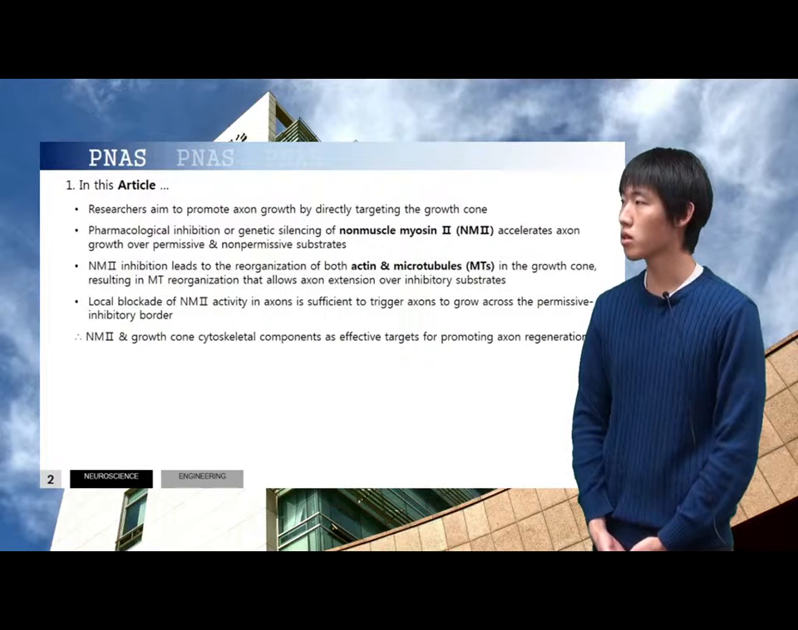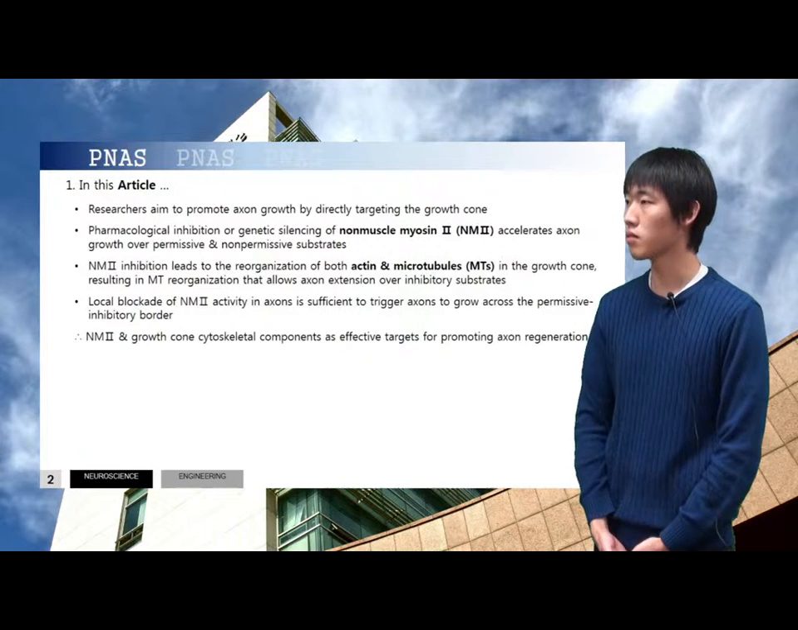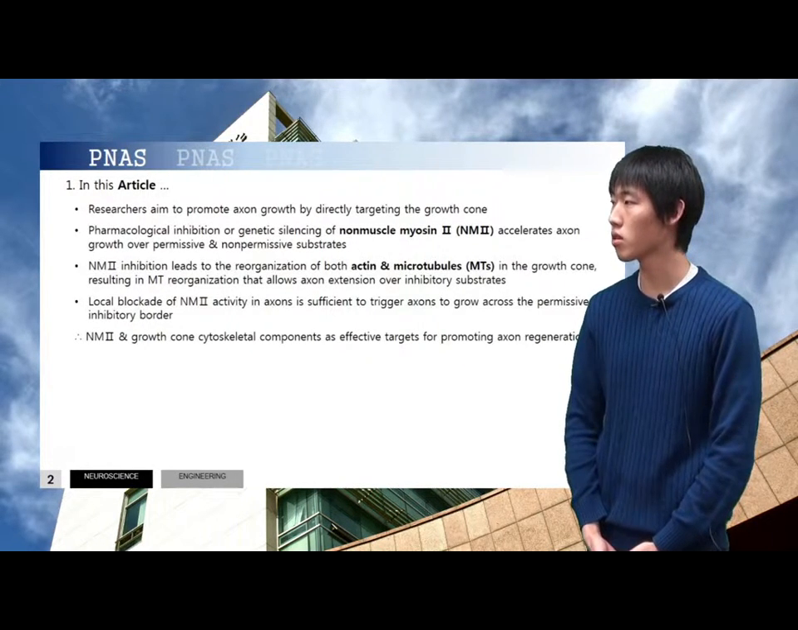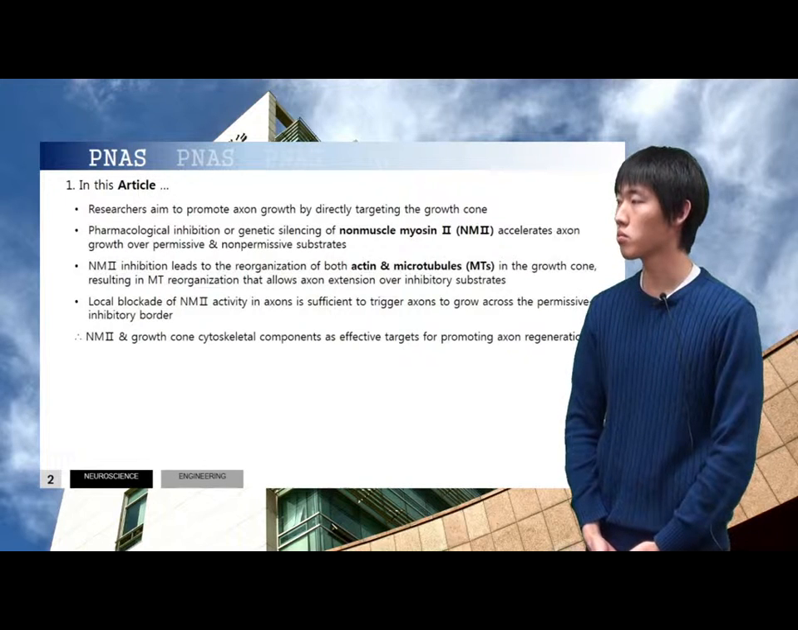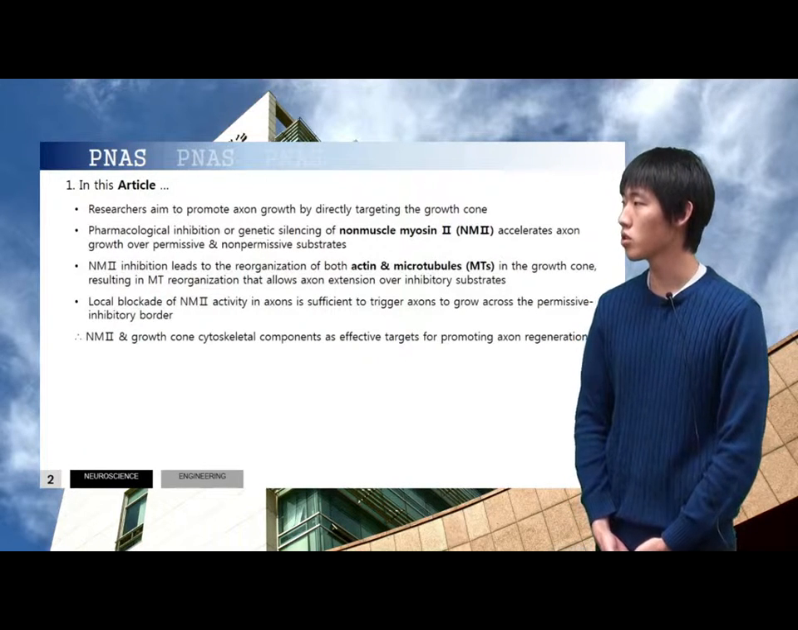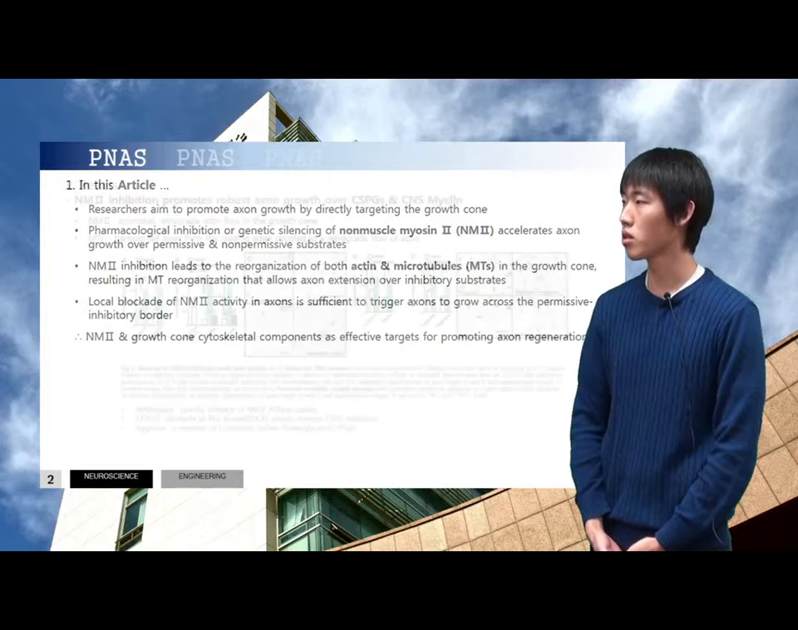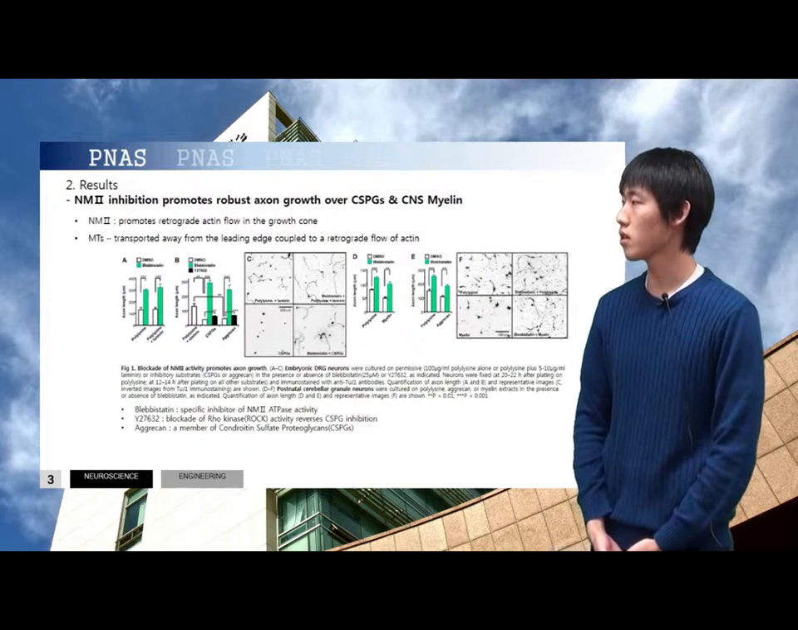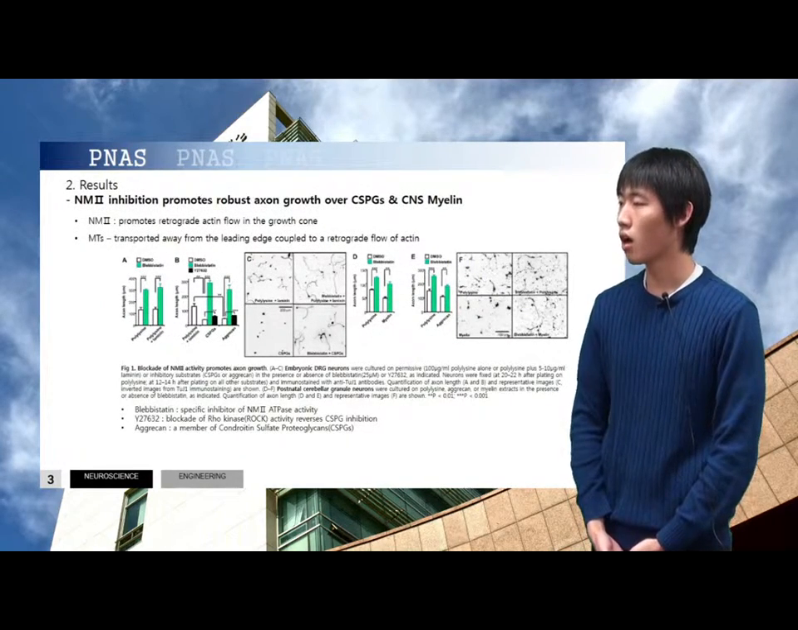The pharmacological inhibition or genetic silencing of NM2 accelerates axon growth over permissive and non-permissive substrates by reorganization of both actin and microtubules. Then I will explain briefly their experiment results.